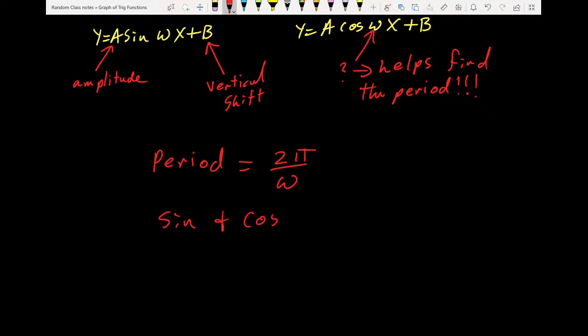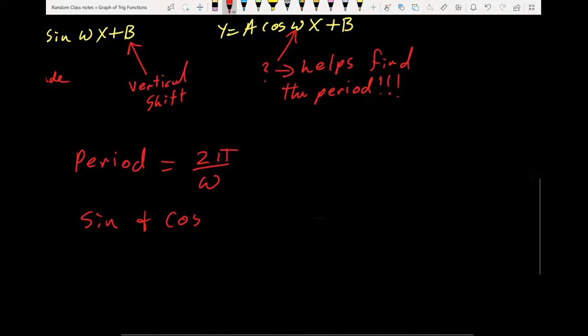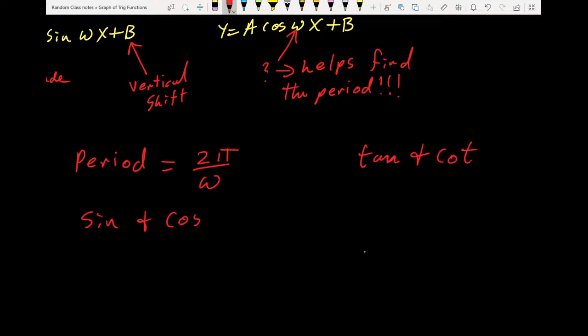Okay? What do you think it's for tangent then? For tangent and cotangent, what's the period, guys? Oh, wow, you guys know this.